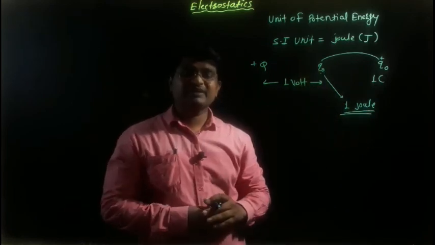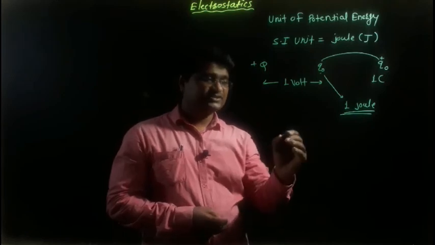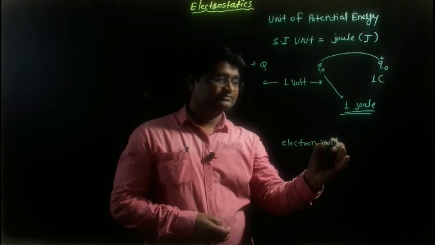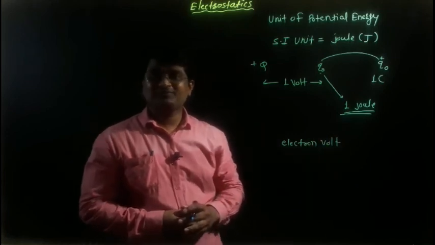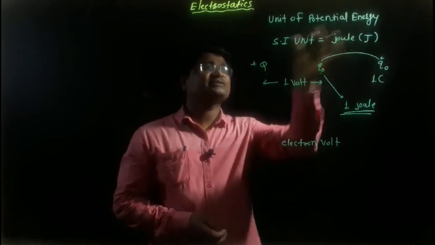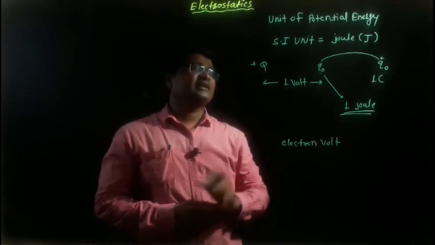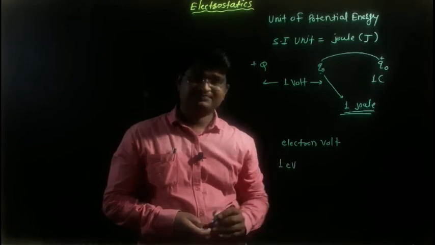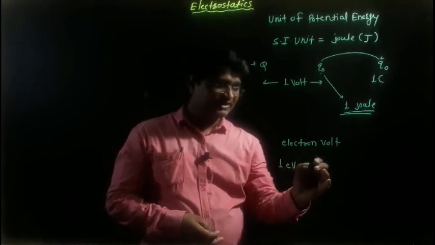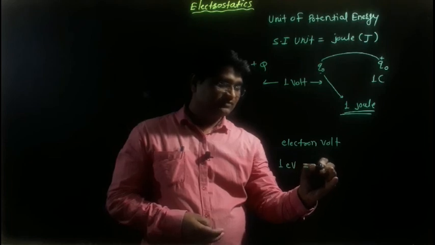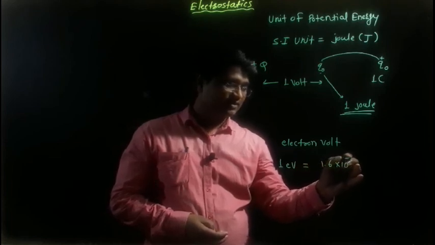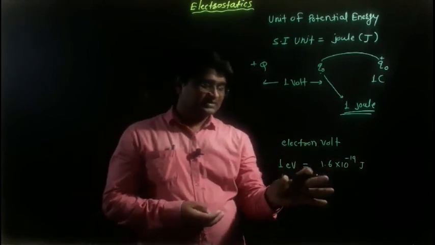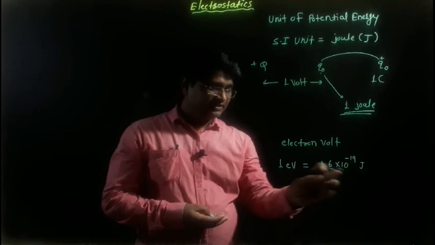Another convenient unit of potential energy that is used is the electron volt. Okay, electron volt is another convenient unit for the measurement of electrostatic potential energy. But what is the value of 1 electron volt? The value of 1 electron volt is 1.6 into 10 raised to power minus 19 joule. Okay, so this is the value of 1 electron volt.